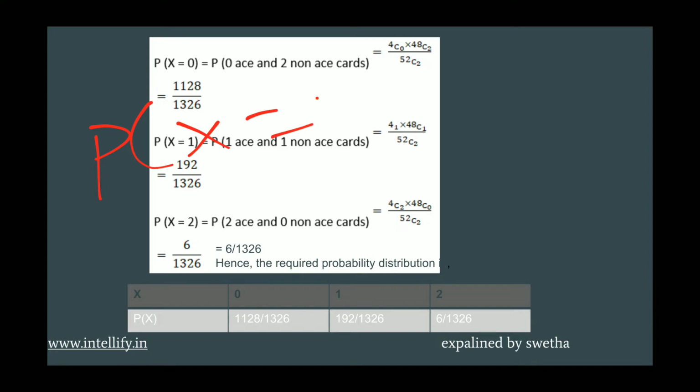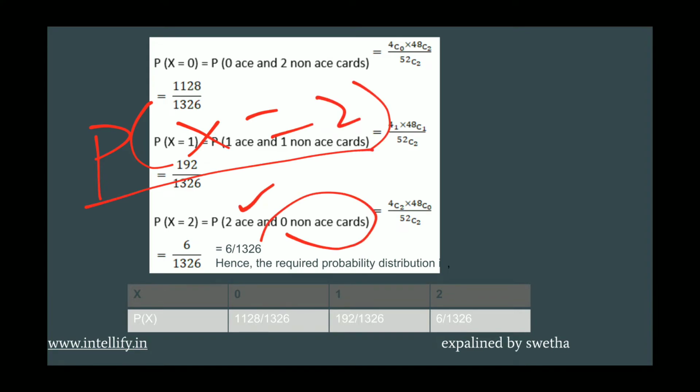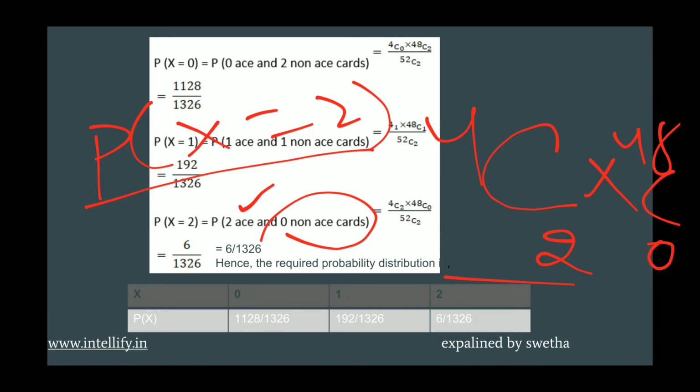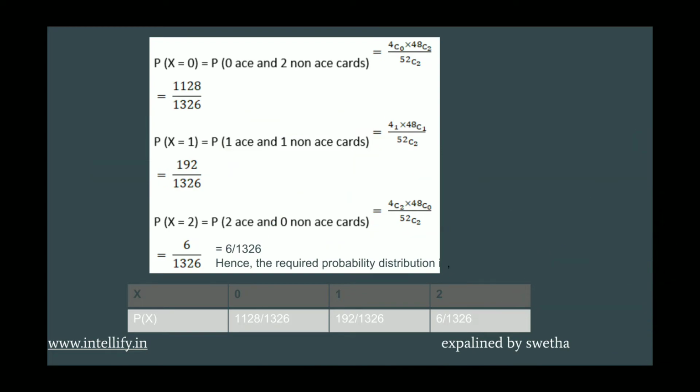Probability when X equals 2. So I have selected 2 ace cards and 0 non-ace cards. So there are no non-ace cards; I have selected 2 ace cards. Therefore from the 4 aces, 4C2 into 48C0, where from the 48 I have selected nothing, divided by 52C2, the total selection of 2 from 52 cards. So that equals 6 divided by 1326.